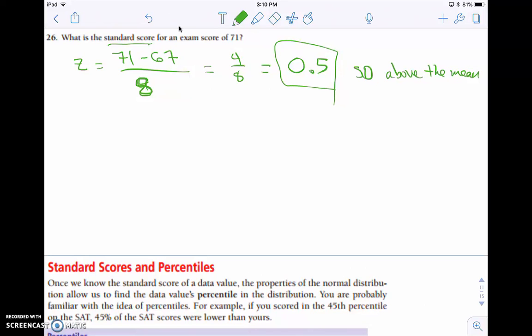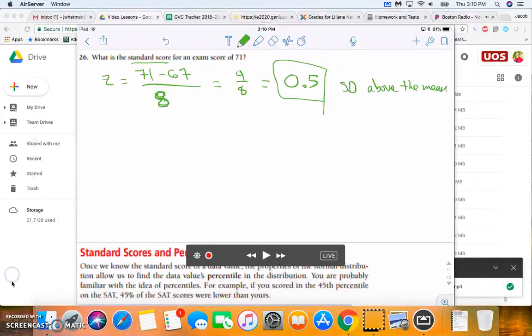So that's just a look at standard scores. We'll continue in a part 3.